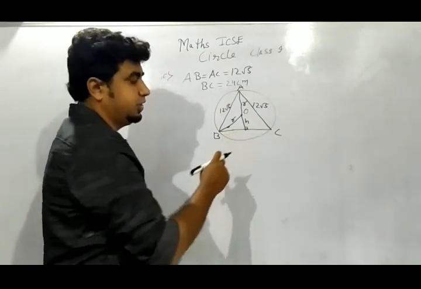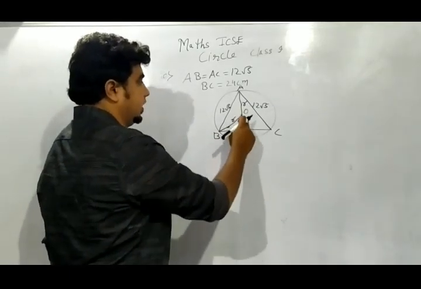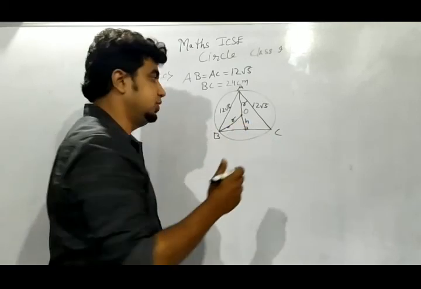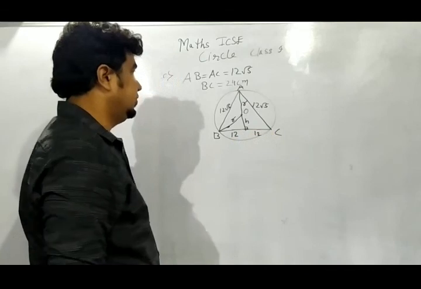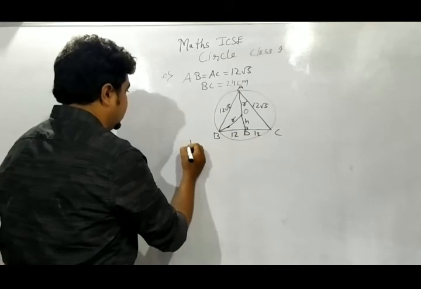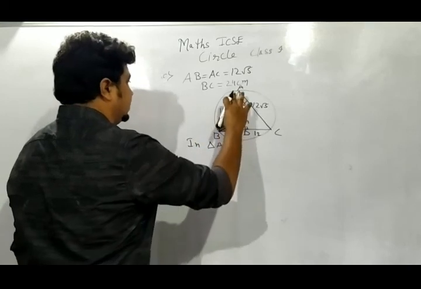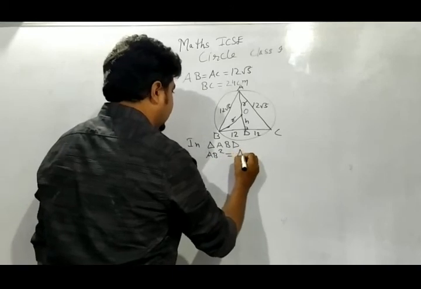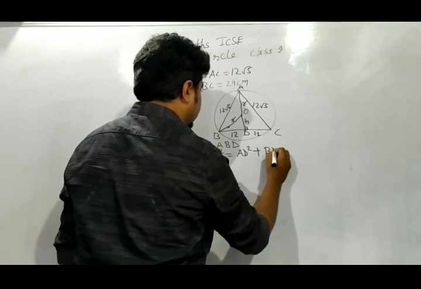BC is 24. But the property states that the line passing through the center bisects the chord. The chord here is BC. BC is 24 centimeter, so this will be 12 centimeter and this will also be 12. Now I am naming this point as D. We can write in triangle ABD, AB square is equal to AD square plus BD square. This is one of the equations I will be getting from here.